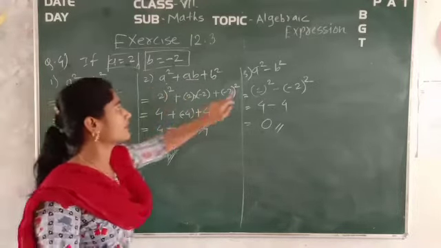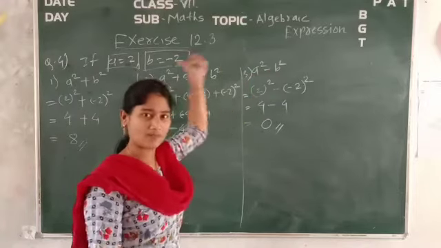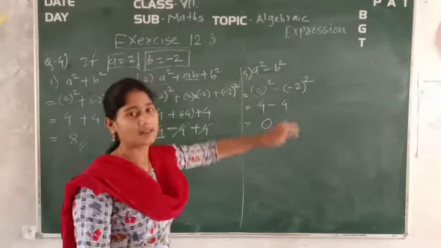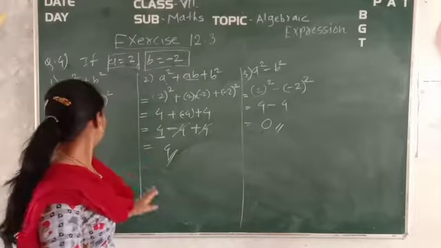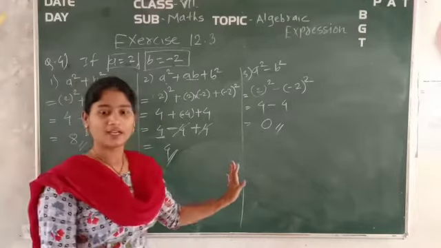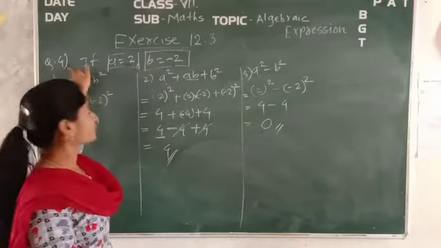The same question you have been asked as the first question, but between a and b there was a sign of plus. Here it is a sign of minus. That only is the minor difference. So see, in that way we have calculated all three parts of question number 4.